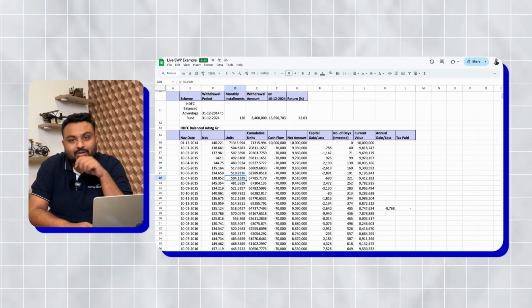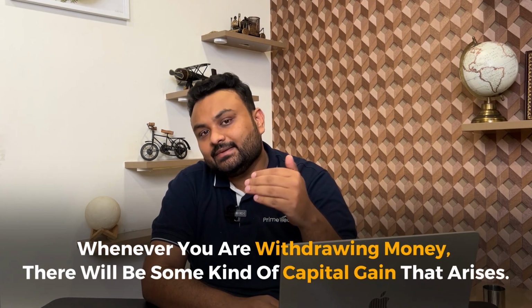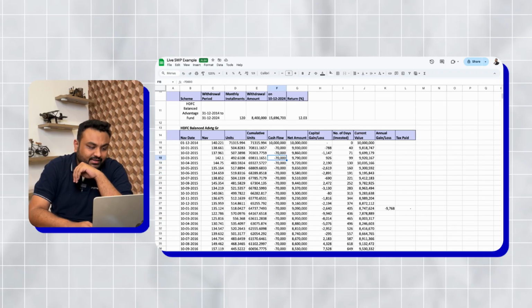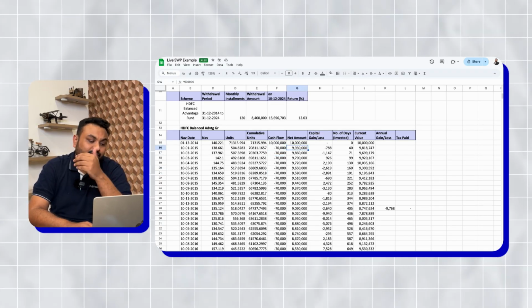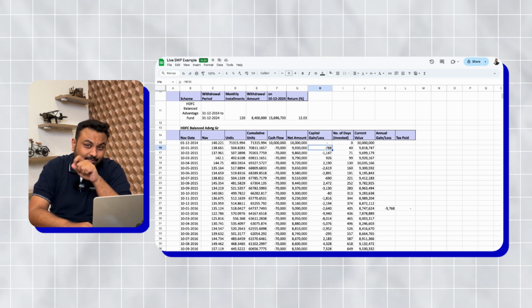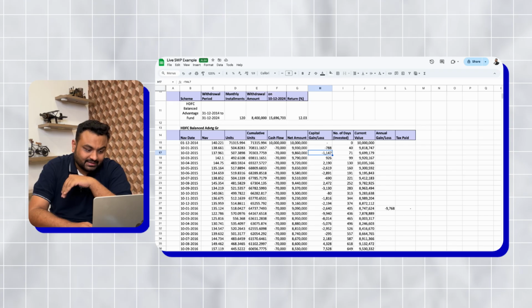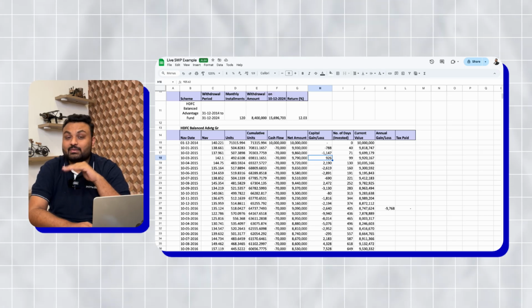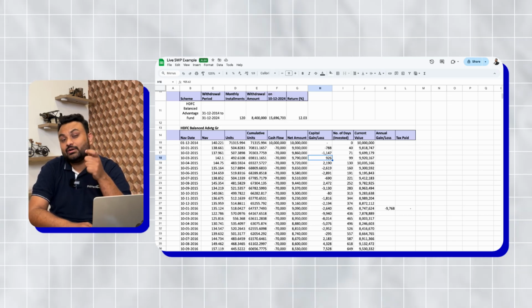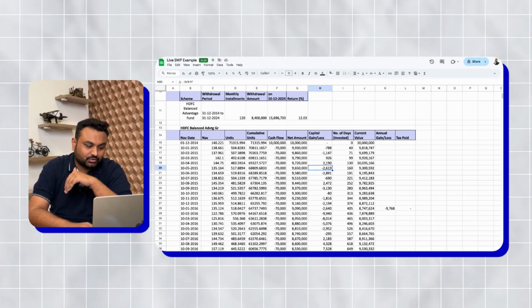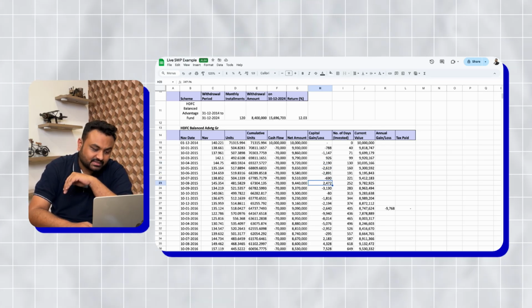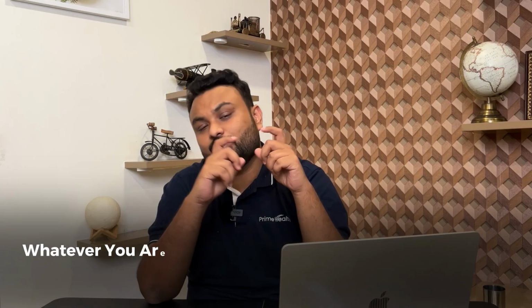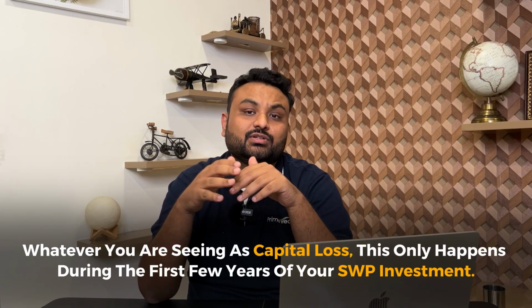Now also one thing that you need to understand is, with SWP, whenever you are withdrawing money, there will be some kind of capital gain that arises. So for example, when the 70,000 was removed for the first month, there was actually a capital loss on the transaction of 700 rupees. The next month there was again a capital loss. Next month it was a capital profit. That means the market would have gone up, and that is the reason some part of the profit also came out. So on and so forth. If you can see, some places there is a capital loss, somewhere there is a capital gain. Now usually whatever you're seeing as capital loss, this only happens during the first few years of your SWP investment. So there's nothing to be panicked about.